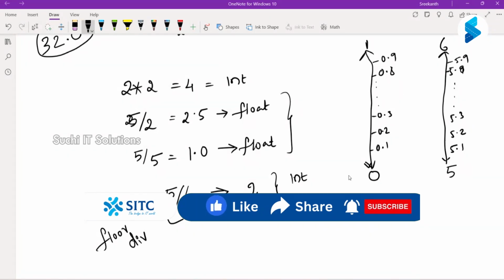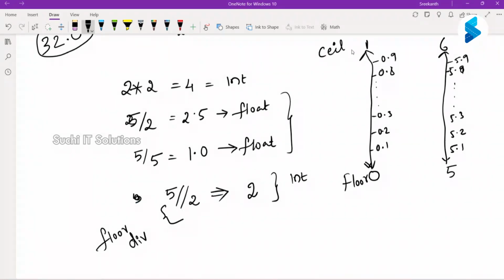So if I take this as a floor value, and this as a ceil value, which is nothing but a ceiling, floor and a ceiling. What would be the floor value of 0.9? 0. Right. So it is always 0. Whatever, the floor value of 0.8 will be 0. Okay. What would be the ceiling value of 0.1?